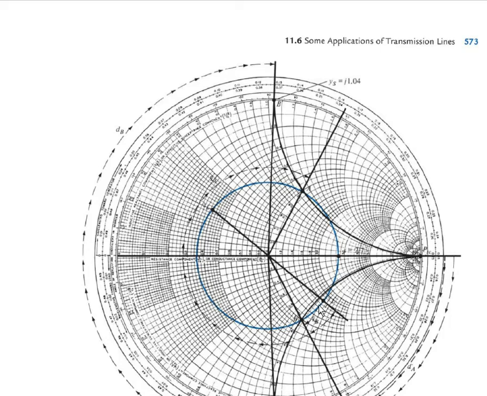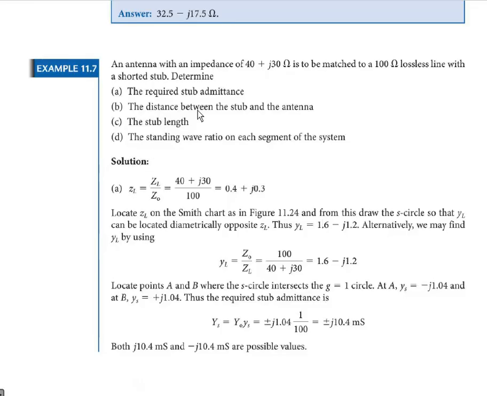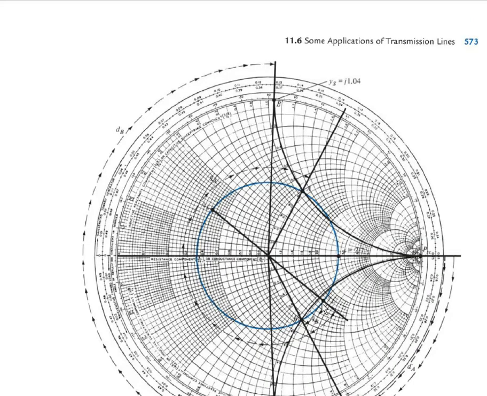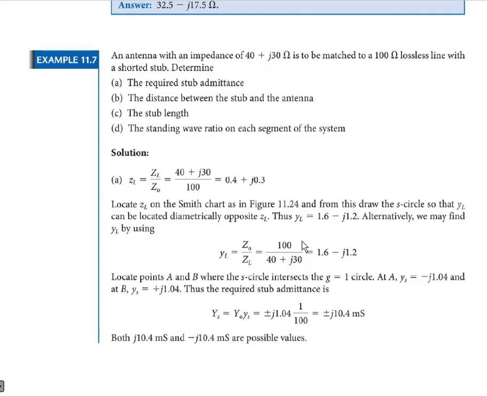Then first we need to design the stub. To design the stub, we need to find the stub admittance. Before that, we can see that for this YL, that means P dash, you find the R circle value and X circle value at this point. Then you will get the normalized admittance as 1.6 minus J1.2. Then we can check whether it is correct by using the equation. We already found ZL, then find the inverse of ZL. You will get 1.6 minus J1.2 itself.